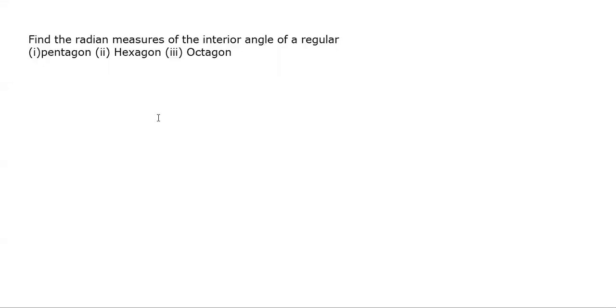So guys, here we are asked, this is from exercise 1 only. Question number 4, the radian measure. Find the radian measure of the interior angle of a regular pentagon, hexagon and octagon. So we have to find out the interior angle. So how to do that now?